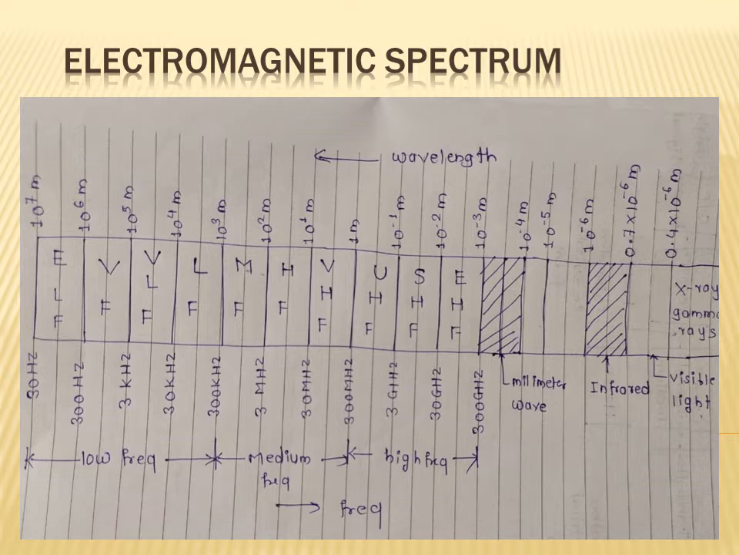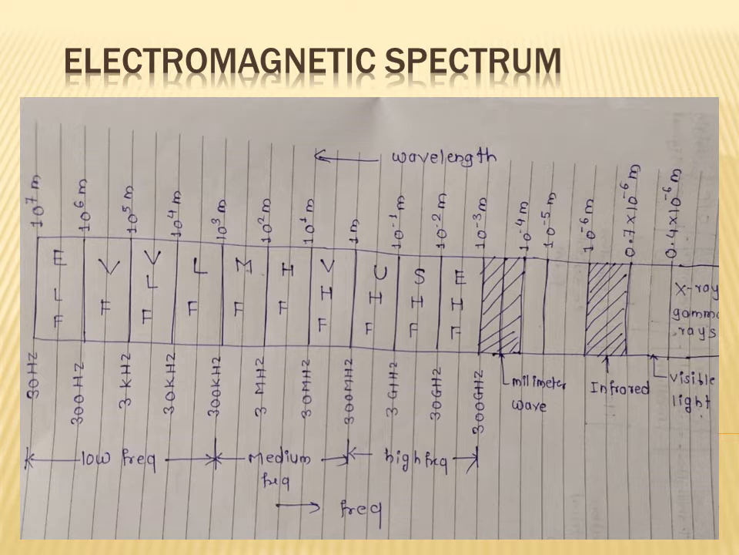First one, radio waves. These radio waves are used for radio communication. Next one, it is the microwave. It is used for the microwave oven and aircraft communication. Next one, it is the infrared, which is used for TV remote control. Next one, it is the visible light. It is used for fiber optic communication.